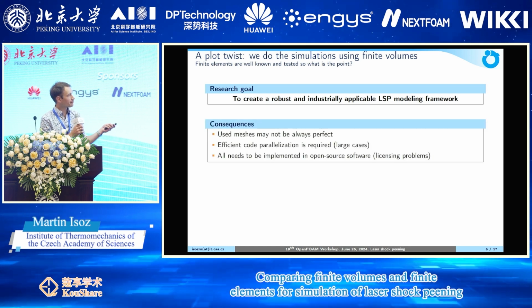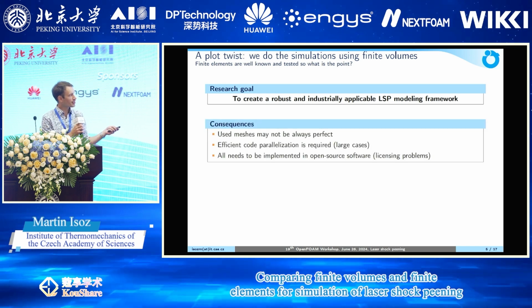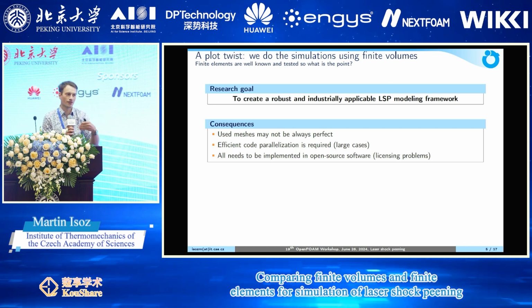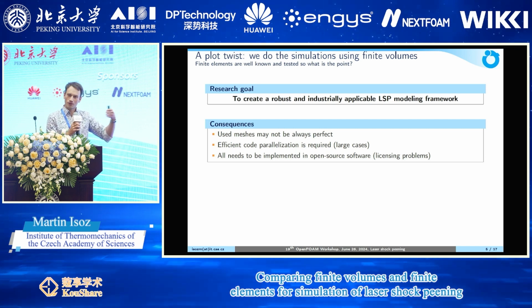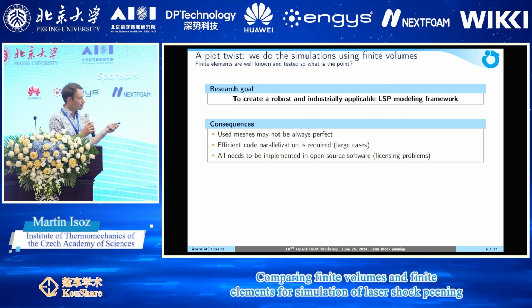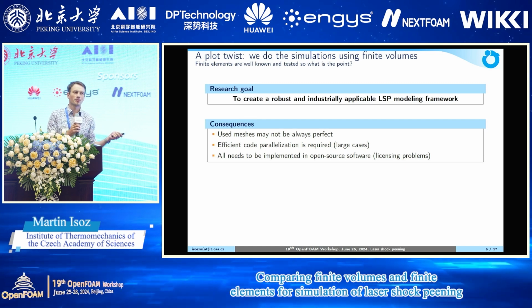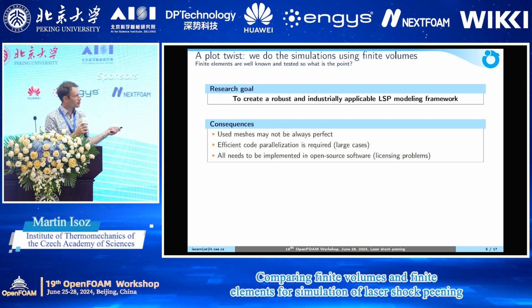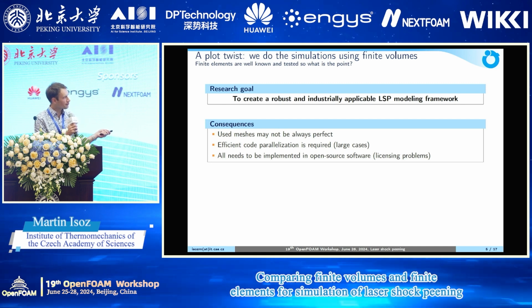Because of the industrial application, our meshes may not be perfect, and if you deal with compressible flow and shock waves, or any type of shock wave propagation, mesh sensitivity is a huge problem. So we do not need to have perfect meshes.